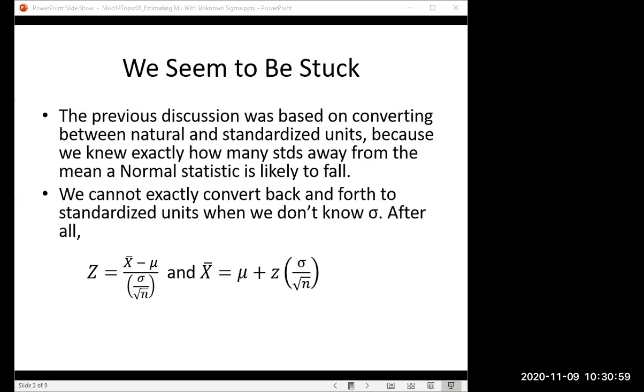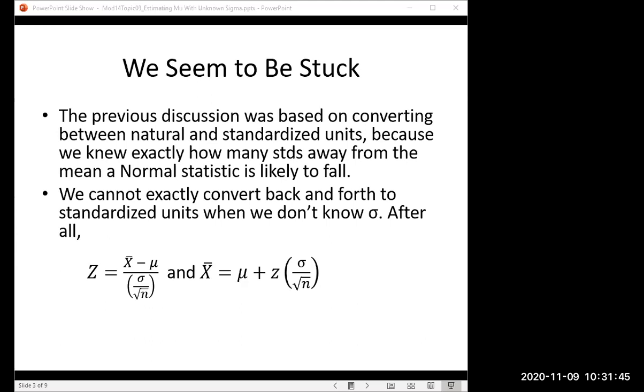Now, the previous discussion was based on converting between natural and standardized units. If you remember how that went, we knew that the margin of error, E, in standardized STD units was, for 95% confidence, plus or minus 1.96, almost 2 STDs. And how did that help? Well, if we could say E is 2 STDs, we just had to decide how many minutes that was.